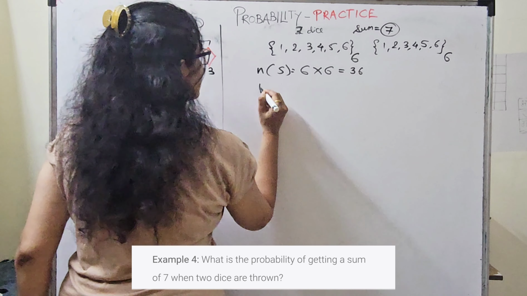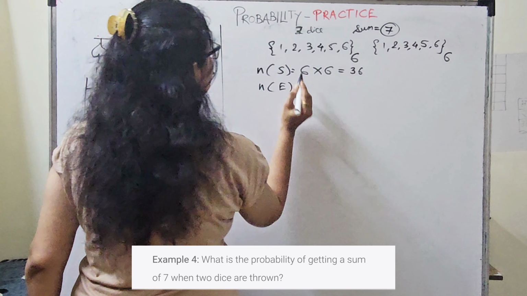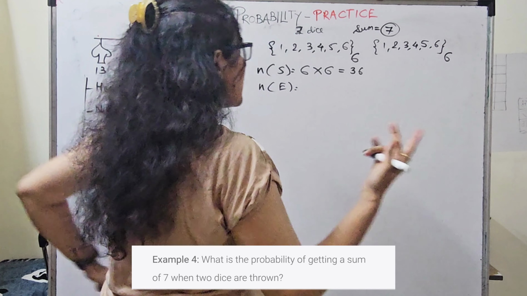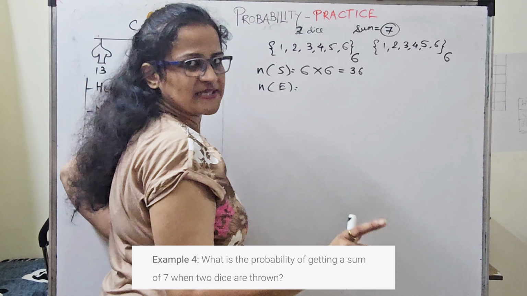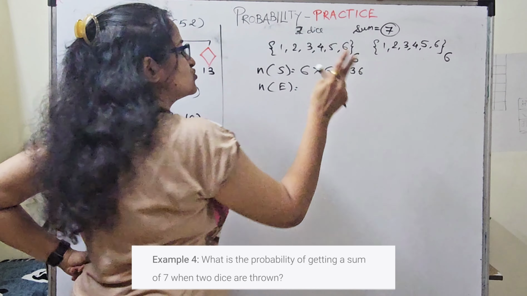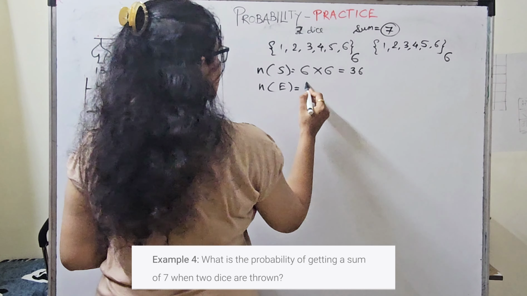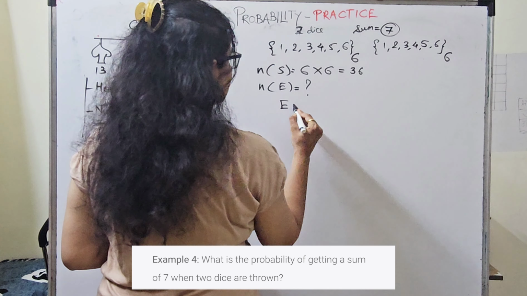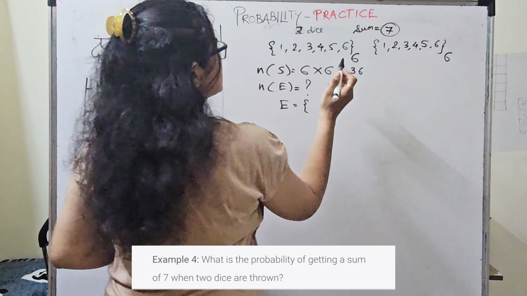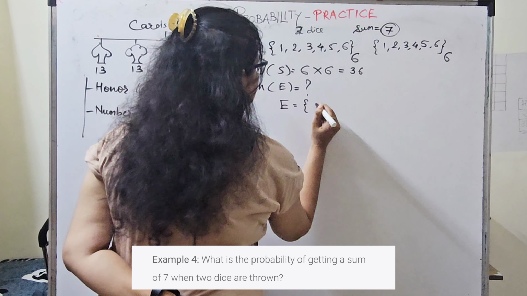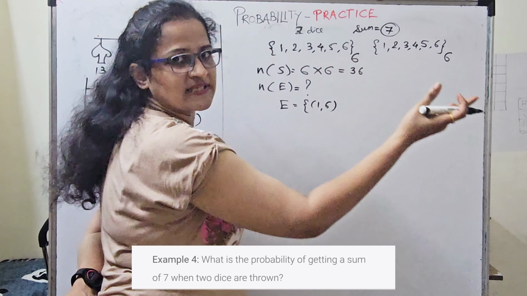Now what is N of E? What is the event they are saying? Event is to have the sum as 7. Okay. Now I don't need the complete sample space for this. Just by looking at these 2 sets, I can still figure out this set, correct? So N of E you need to calculate. For that, E is equal to what? Total should be 7. So if I take the combination with 1, so definitely it needs to be 1 and 6. Correct?